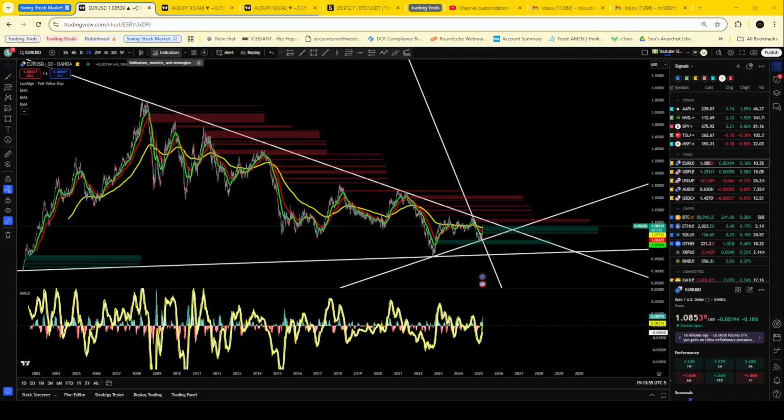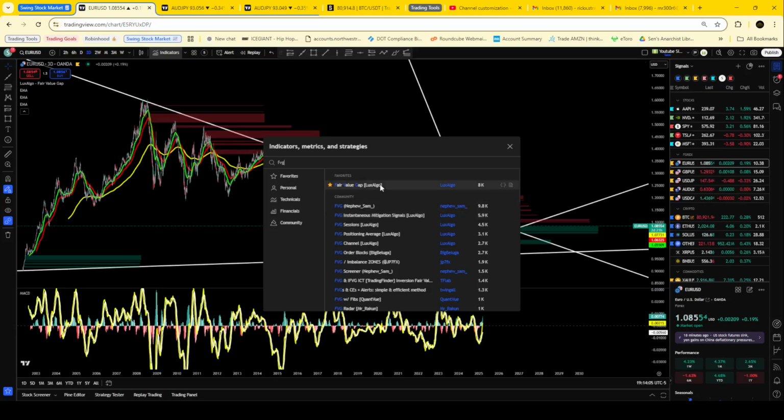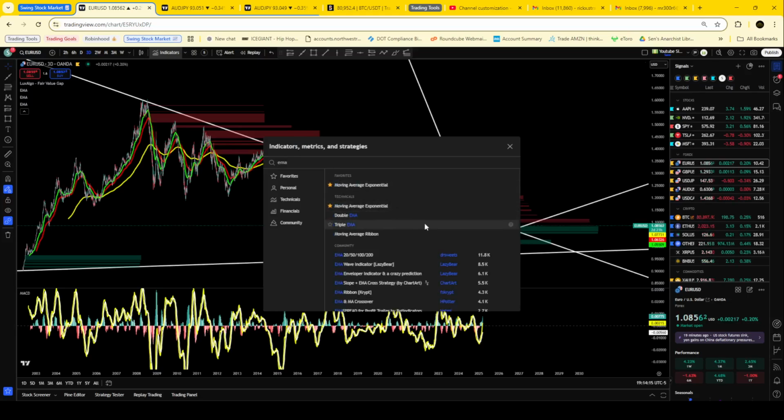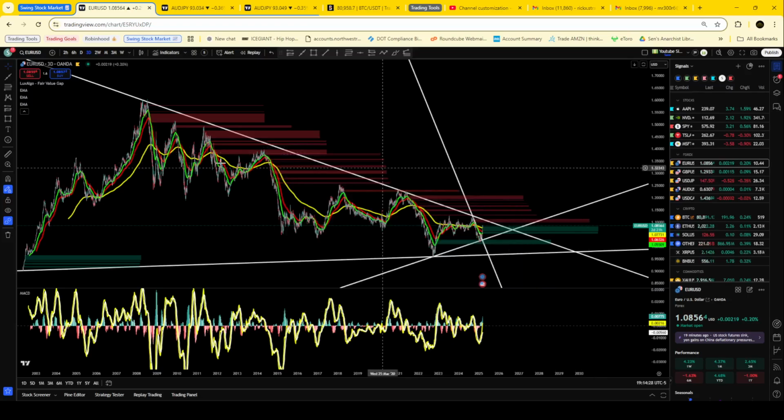So to get these indicators, just go up here to indicators and then type in fair value gap, or you could possibly type in FVG. Yep, just make sure it's Lux Algo. And for the EMAs, just type in EMA and moving average exponential. This is the one that you need. And for the last, MACD, this is the one. So now let's look at the settings that we have for each one.